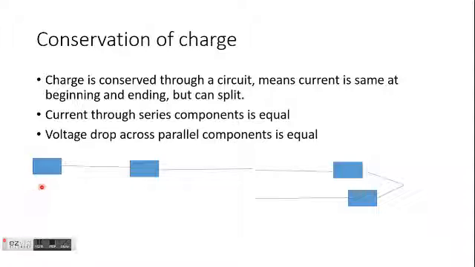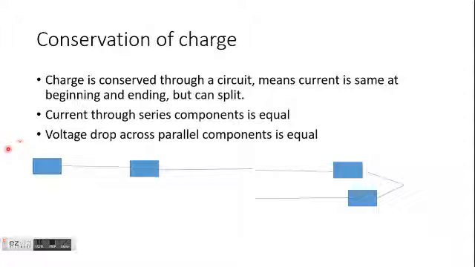Whereas here, if this were 2 and this were 3, there'd still be the 5, so this would be 10 and this would be 15. So, just important to note, you're going to be using these two rules a lot: that current through series components is equal, and voltage drop across parallel components is equal.